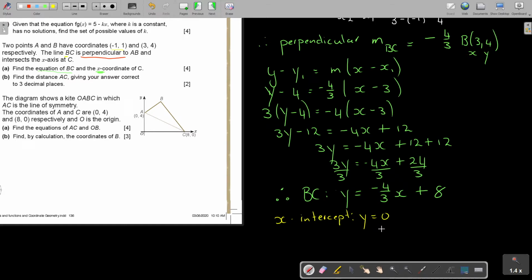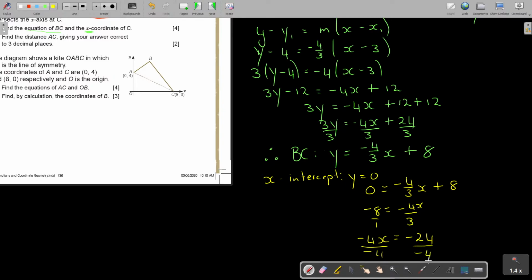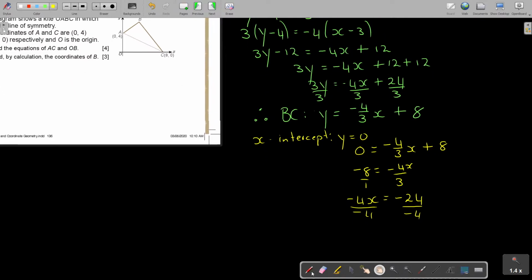So I'm going to say 0 is equal to negative 4 over 3 x plus 8. If I simplify this, it doesn't matter. Negative 8 equals negative 4 over 3 x. If I multiply, it's negative 4x equals negative 24. If I divide by negative 4 on both sides, I get that my value of x is 6.